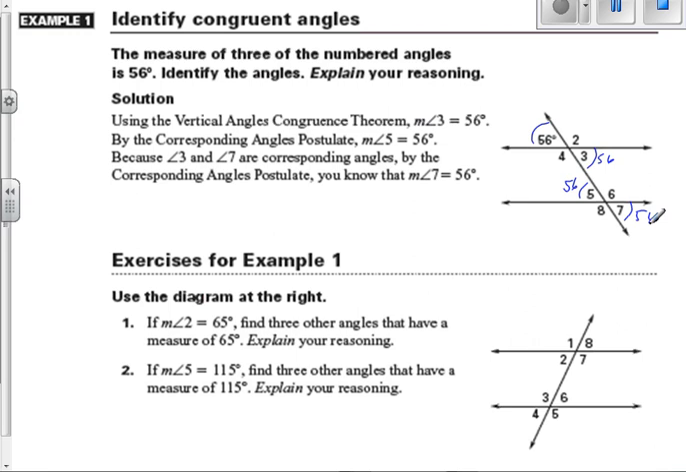I know that 4 and 5 right here are consecutive. I know the consecutive means supplementary. I could use the 56 and the 2 to get supplementary. So if that's 56, this would be 124 degrees, so okay, I know 2 is 124. I know that 8 is 124 also, because that would be alternate exterior.